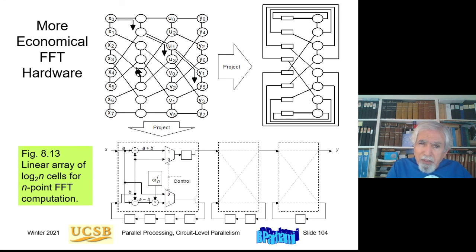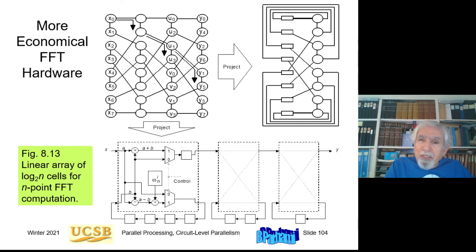An even more economical implementation is when you map the processors in the vertical direction, so that you have one processor doing the job of this column, one doing the job of this column, and one doing the job of this column. So in this example, you have only 3 processors. In the case of 1024 inputs, where you have 10 columns here, you would have only 10 processors. Of course, that's much less parallel, but it's a lot more economical.